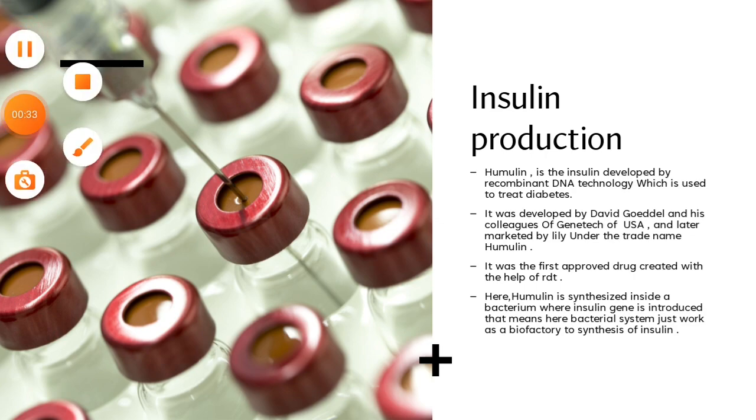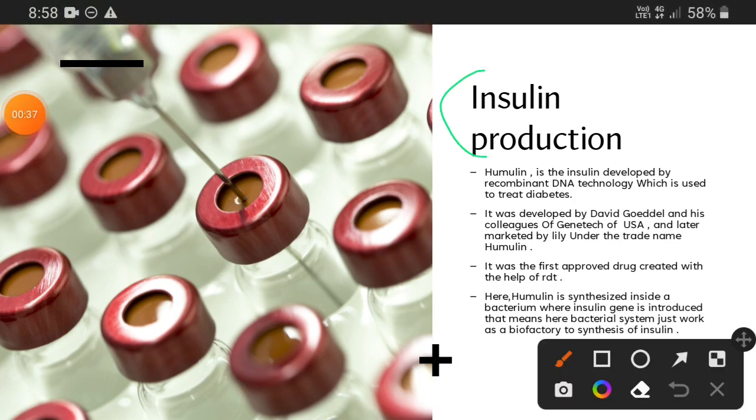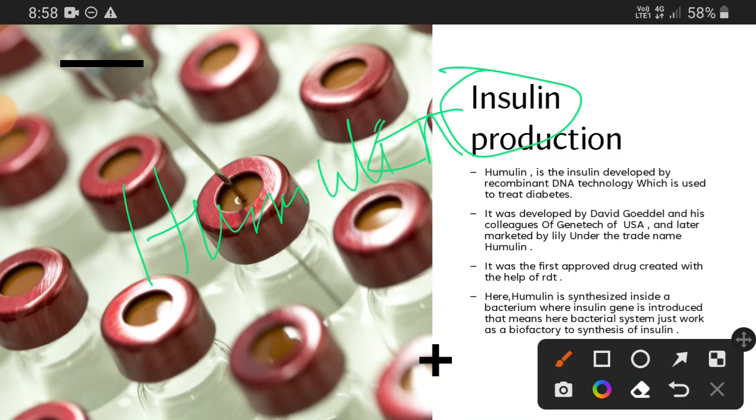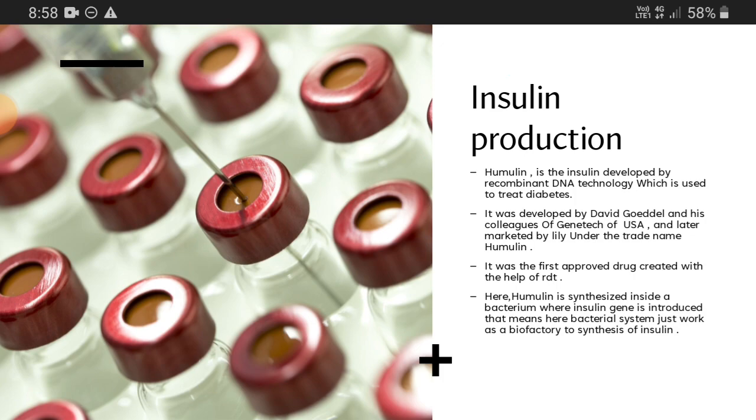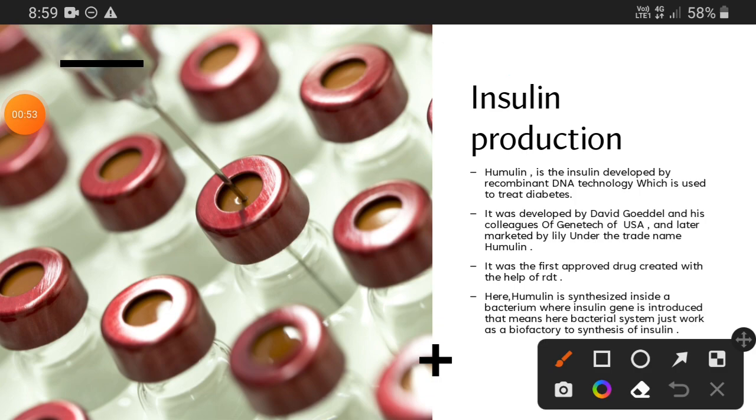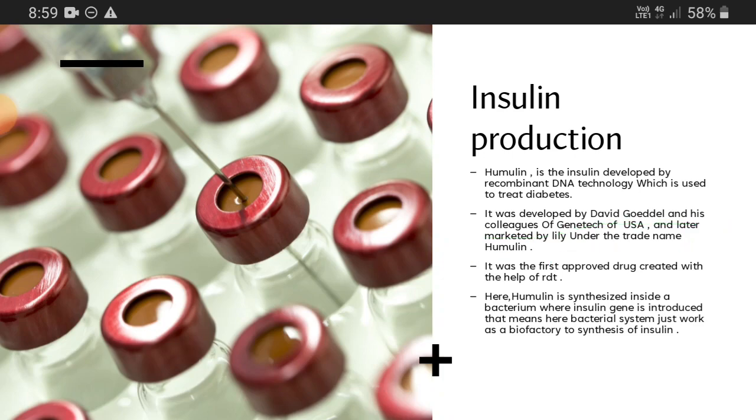Okay, so the first thing is that insulin produced with the help of recombinant DNA technology is commonly known as humulin. This humulin was first discovered by David Goeddel and his colleagues at Genentech of USA, and later it was marketed by Lilly under the name humulin. So what is the utility of humulin? Humulin is used to treat diabetes.